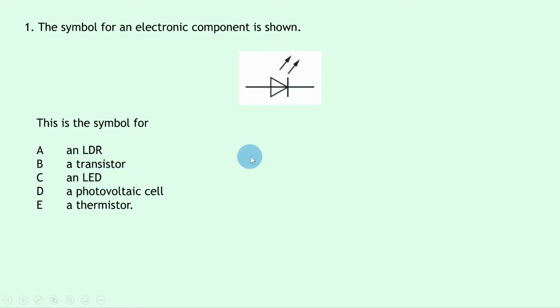Now, the way to remember that is that these two arrows represent light going out of the diode, so therefore, if you know that this is a diode and this represents light, then it's got to be something that emits light. So the only thing that does emit light here is the LED, because remember the photovoltaic cell is something that takes in light to produce a voltage, and the LDR also takes in light because the light dependent resistor is a resistor that depends on light. So the answer has got to be C, an LED.